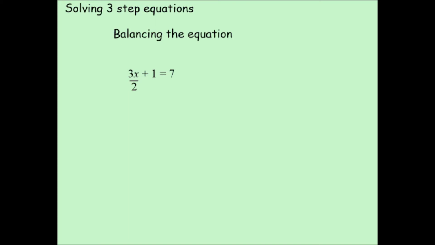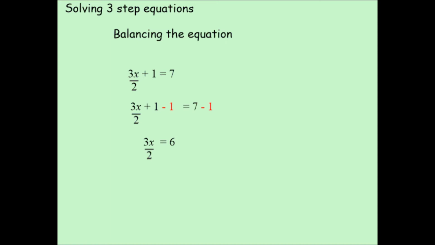Okay, next one, we've got 3 steps. We've got the 3, the 2, and the 1 that need to be moved away to make x the subject. So the 1 is clearly further away than the 3 and the 2. So to undo a plus 1, I'm going to take away 1 from both sides. So the left-hand side becomes 3x on 2, and the right-hand side 7 take away 1 is 6.